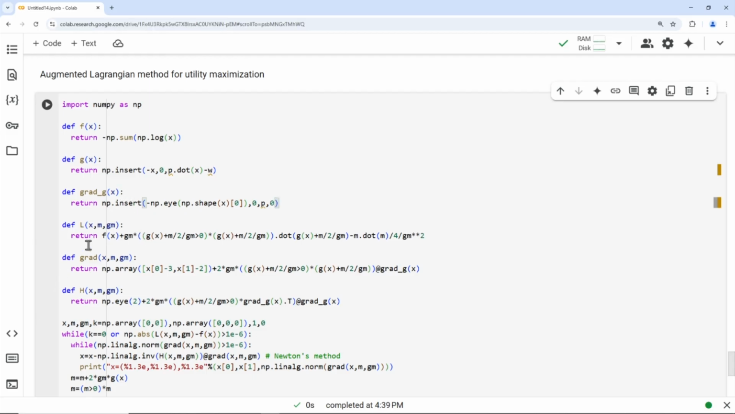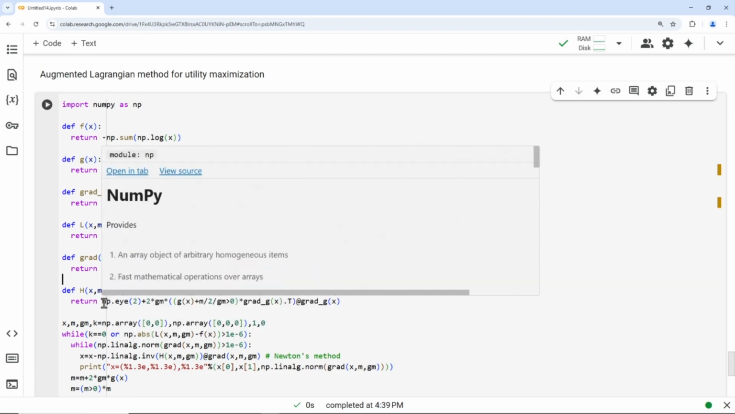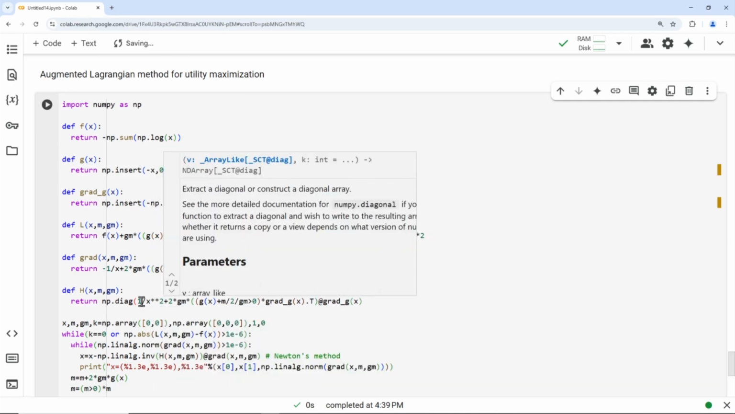Now for L, the command is the same. For grad, this is going to be minus 1 by x, so I will just change that. The others are going to be the same, and here again it's a diagonal matrix consisting of 1 by x squared, so I will just write np.diag of 1 by x squared.